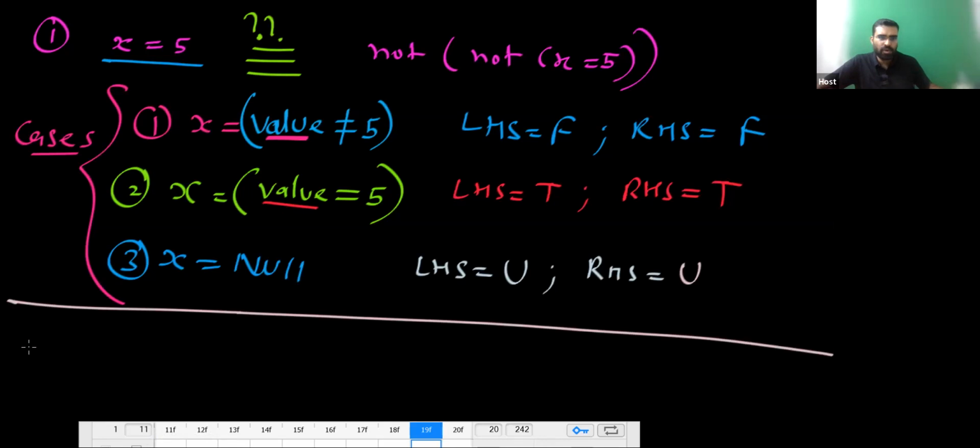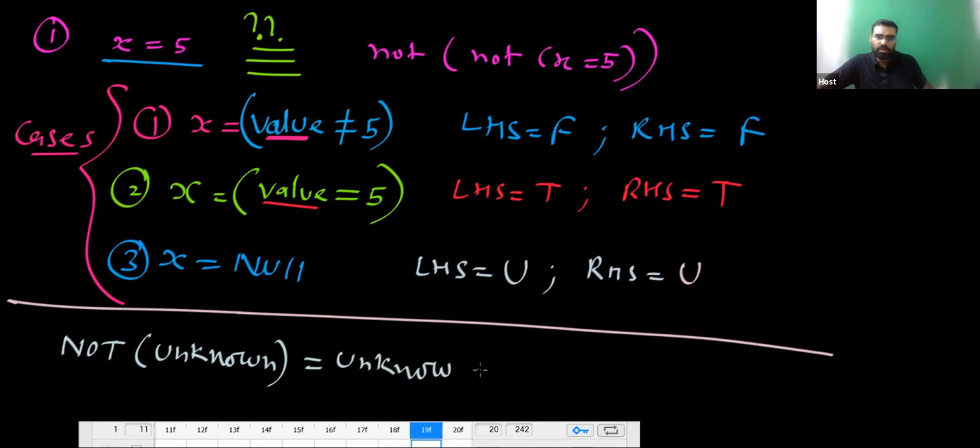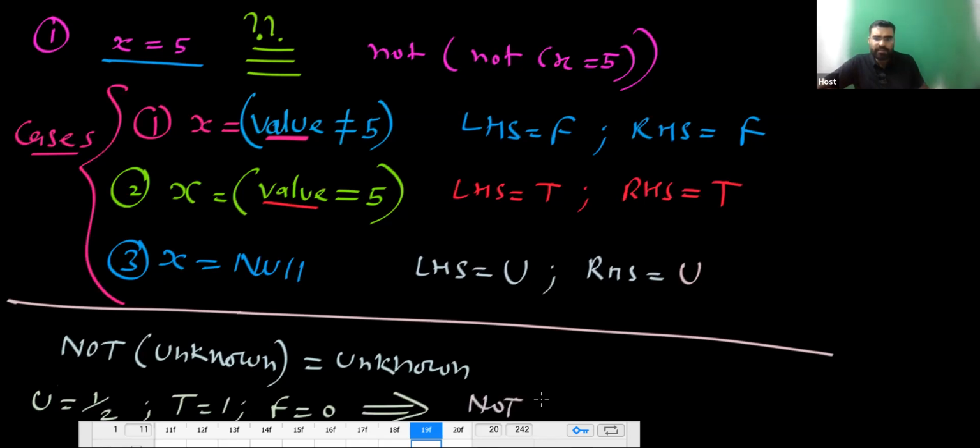Now you can notice we already know what is not of unknown. That is unknown. What was the trick to remember this? The trick was that you consider unknown as half, true as 1, and false as 0. Then not of anything is equal to 1 minus x. This was the trick, correct?